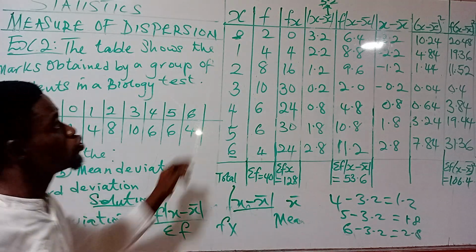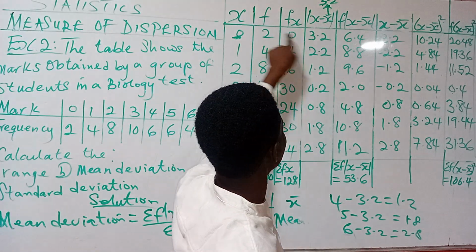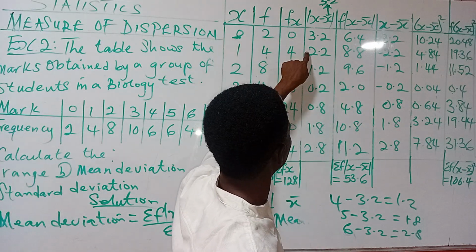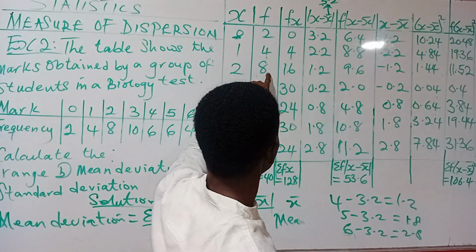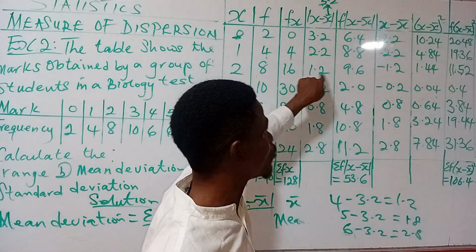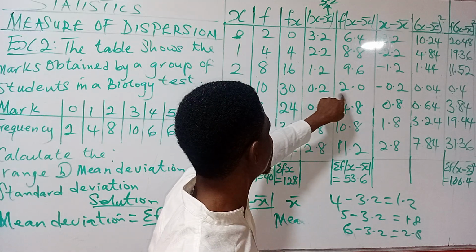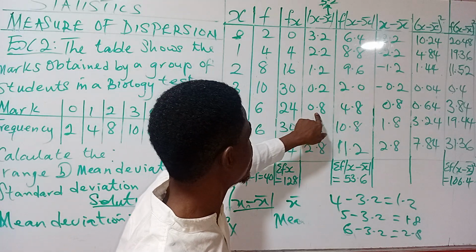By f. So you need to multiply f times this guy, which is 2 times 3.2, will give you 6.4. Then 4 times 2.2 will give you 8.8. 8 times 1.2, we have 9.6. 10 times 0.2, we have 2. Then 6 times 0.8, what do we have?